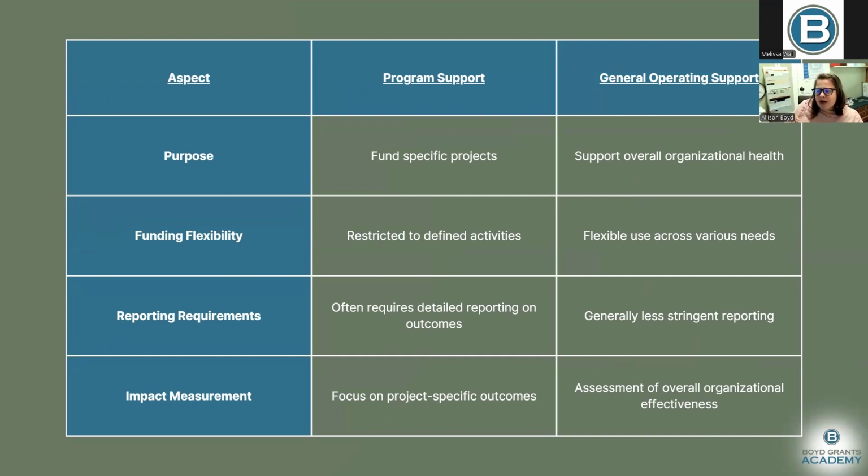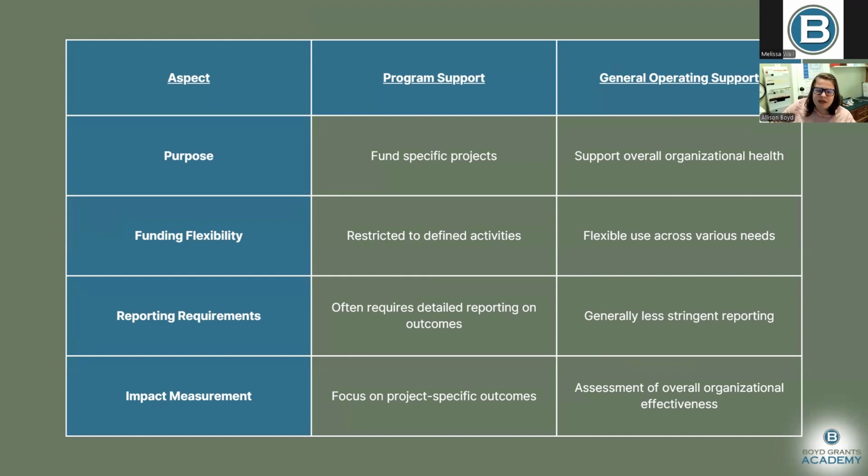This table gives you a quick overview of the difference between the purpose, funding flexibility, reporting requirements, and impact measurement. Okay, so it's your side by side. For the purpose, the primary purpose of program support is to fund specific projects or programs that target particular needs within the community. In contrast, general operating focuses on the organization's overall health and sustainability.